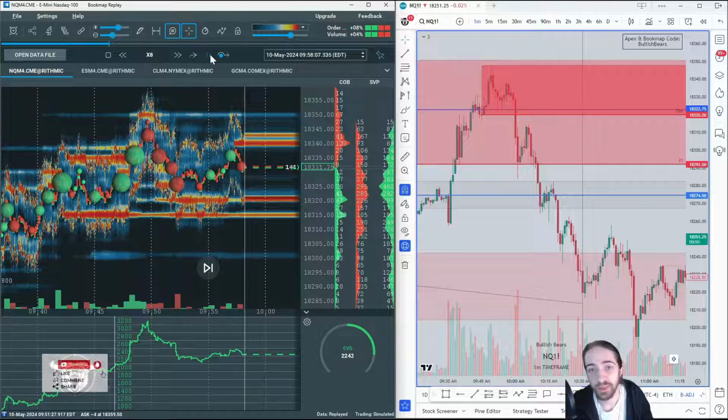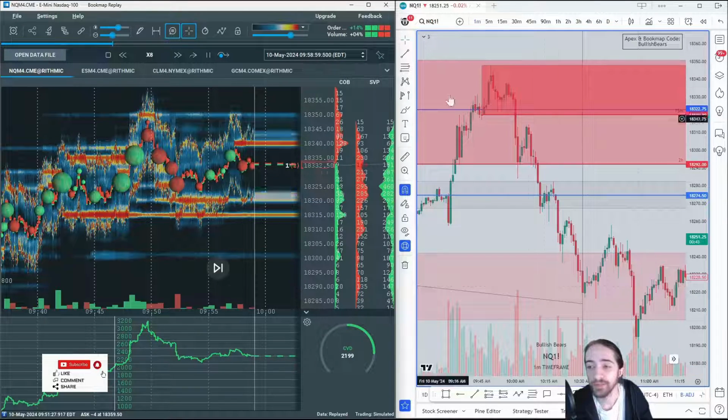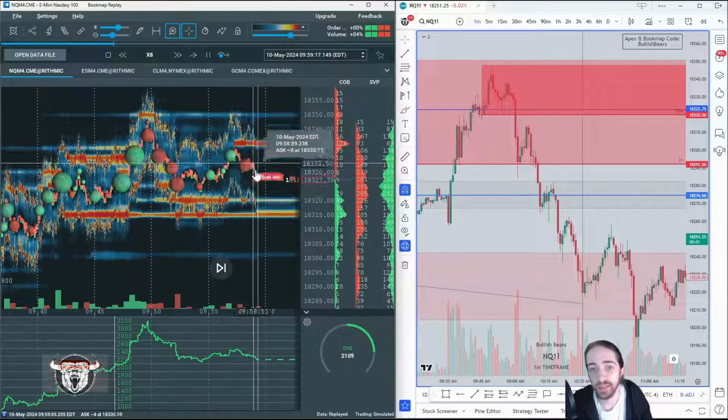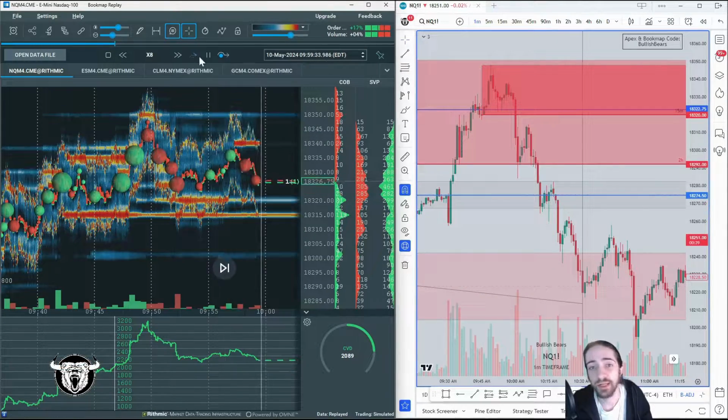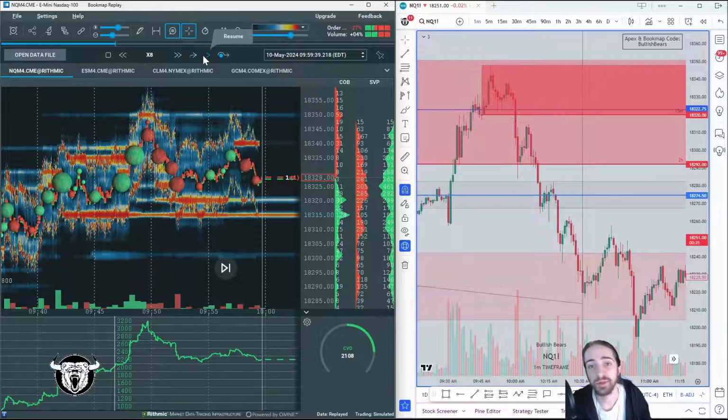So we would let this play out. Again, this is fast forward, so this is not real time. And again, this is the replay system as well. So we see that a lot of selling is starting to hit the market, and we see that also with the bubbles, right? These bubbles are more red. That means there's more selling.